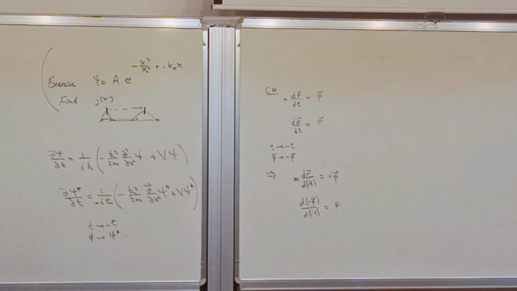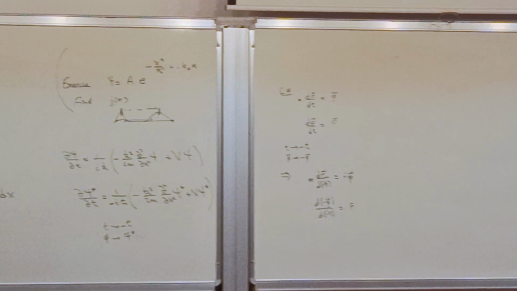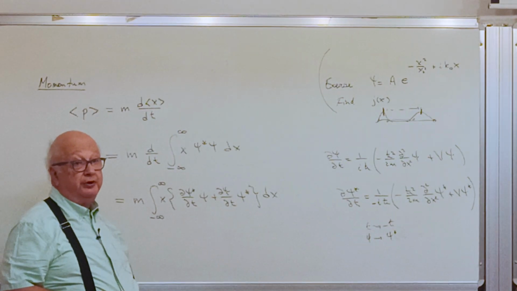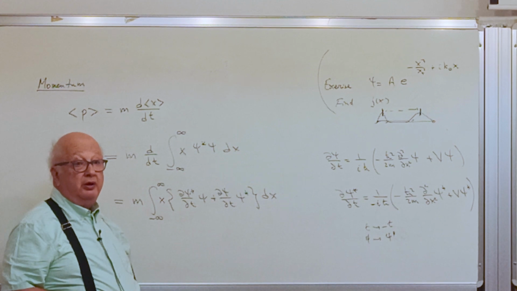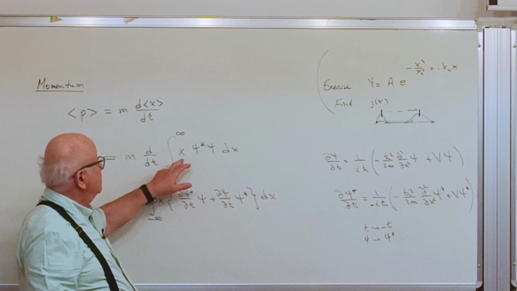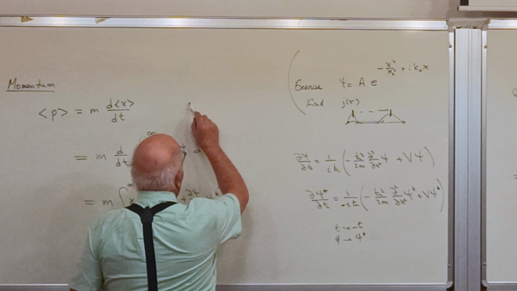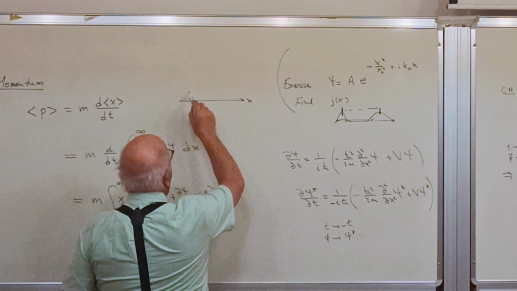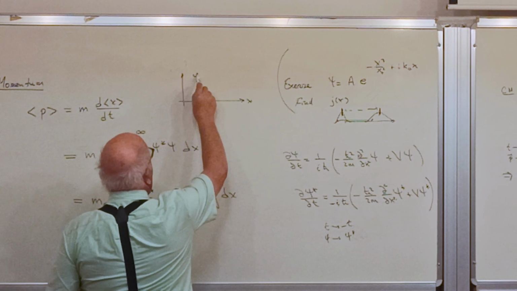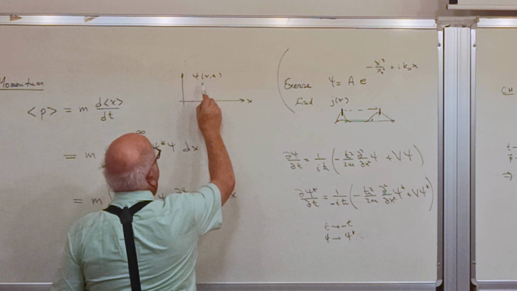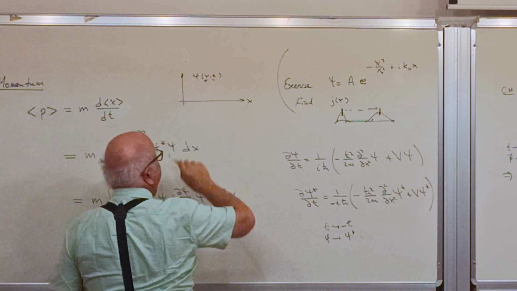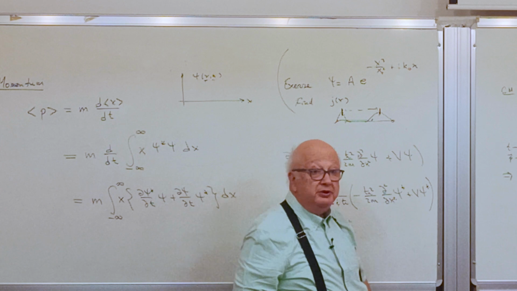Okay? Yes? Can you explain why we didn't include x in the derivative? X is a variable. It's not a function of time. X is just this axis here. So I have some psi of x and t. These are independent variables. X and t are independent variables.